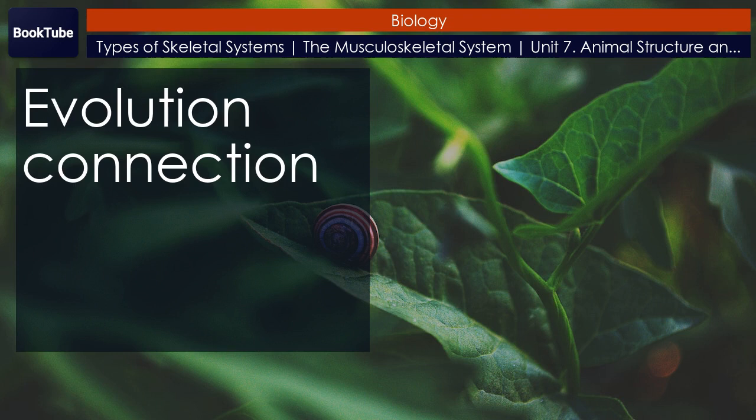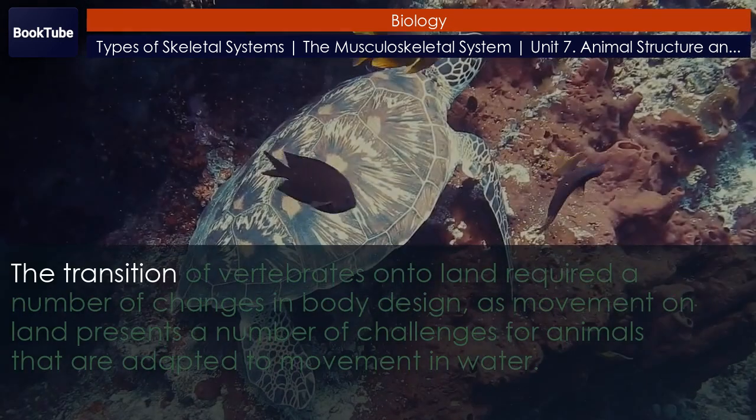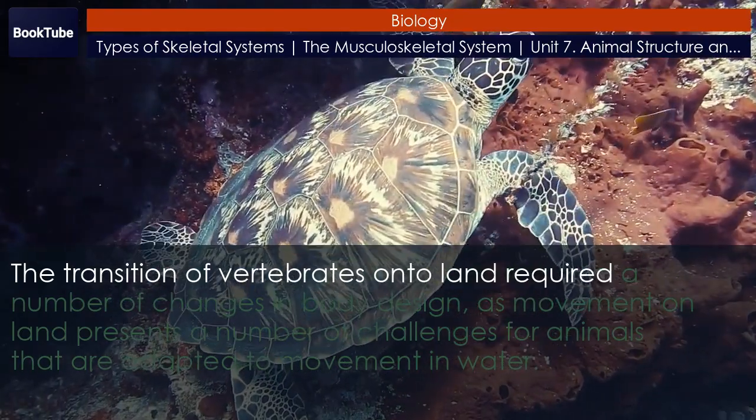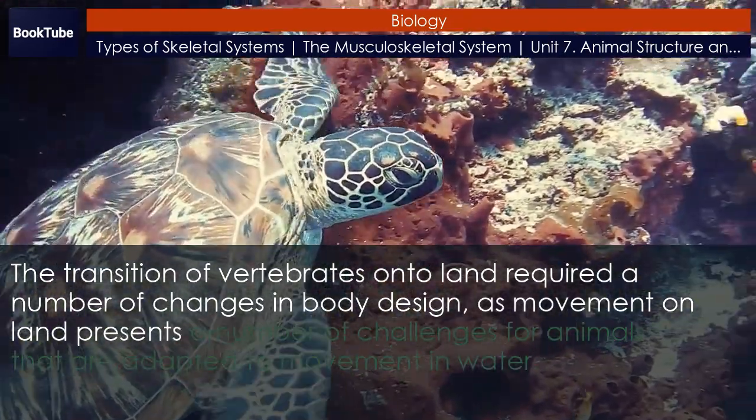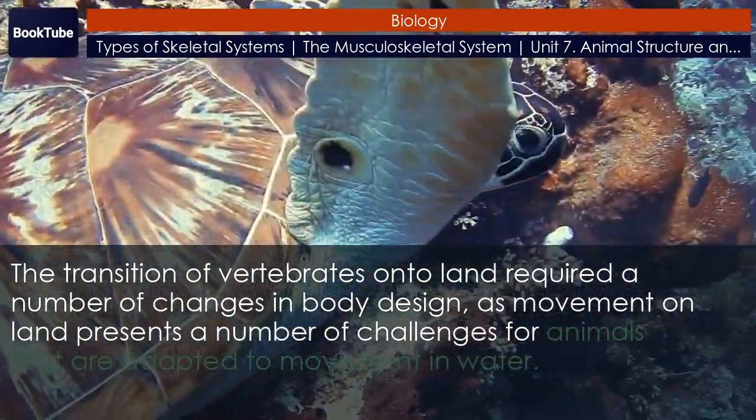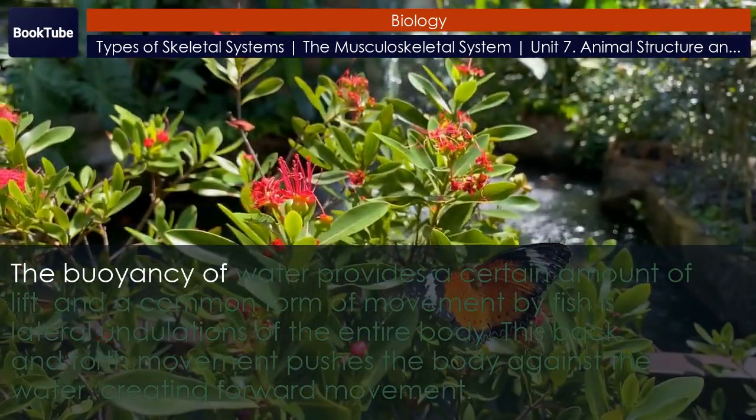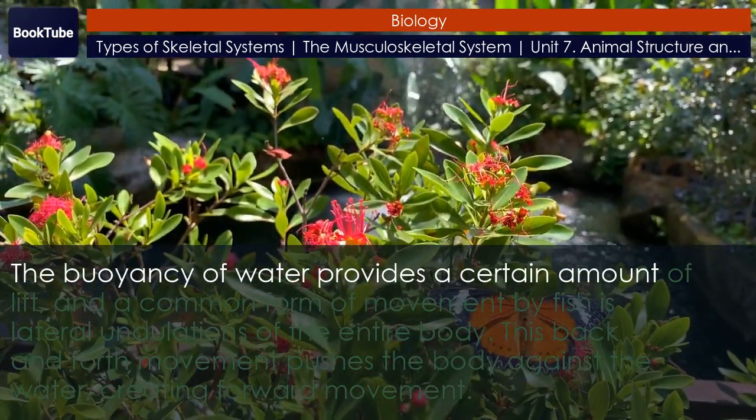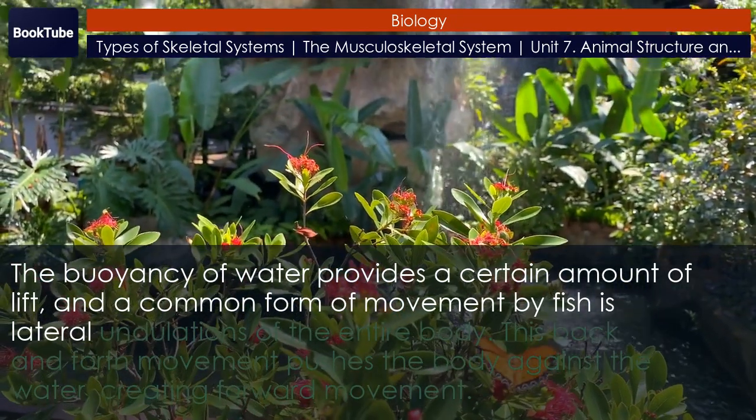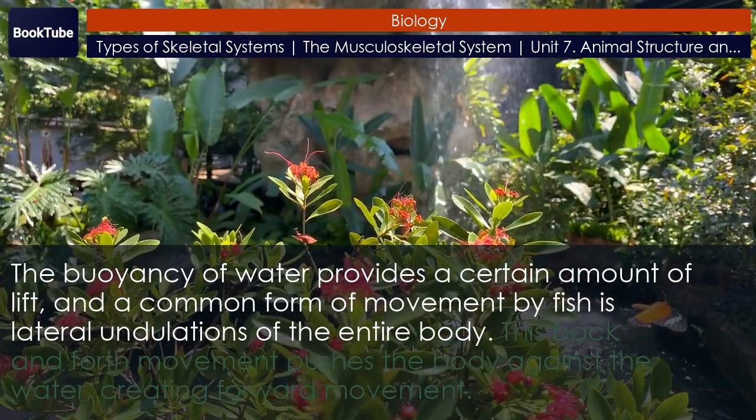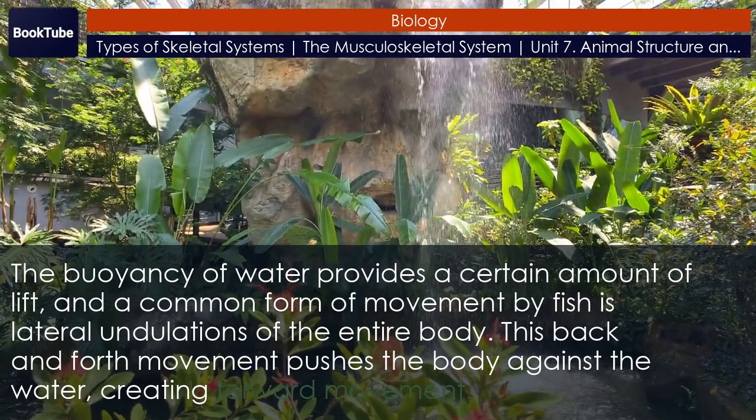Evolution connection. Evolution of body design for locomotion on land. The transition of vertebrates onto land required a number of changes in body design, as movement on land presents a number of challenges for animals that are adapted to movement in water. The buoyancy of water provides a certain amount of lift, and a common form of movement by fish is lateral undulations of the entire body. This back and forth movement pushes the body against the water, creating forward movement.